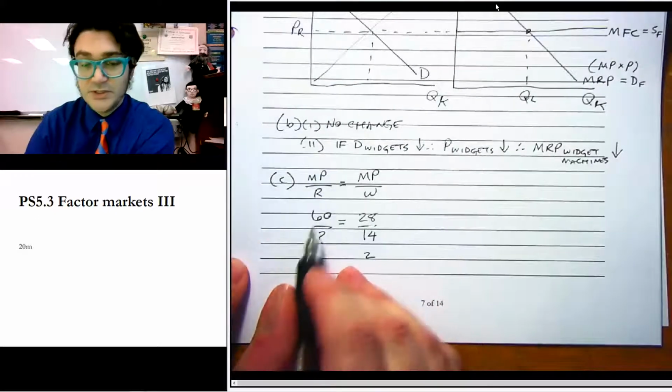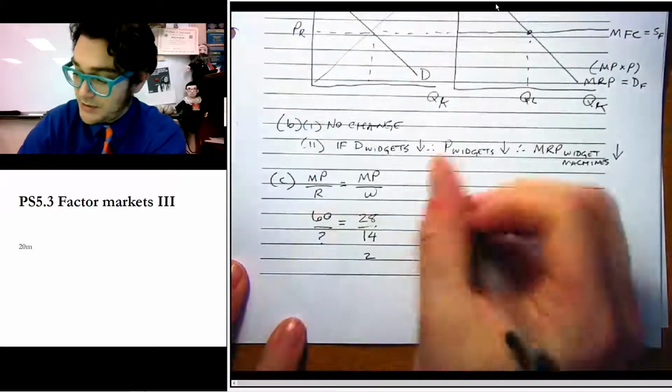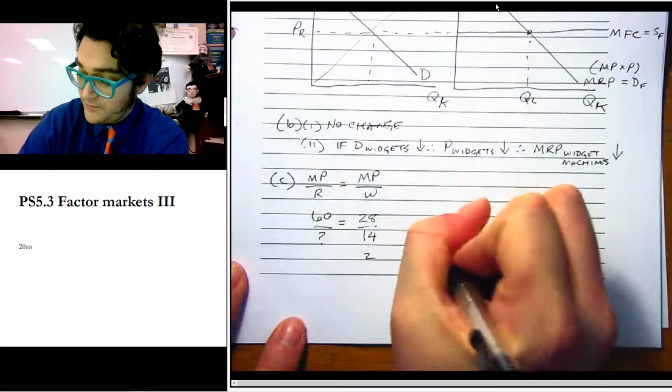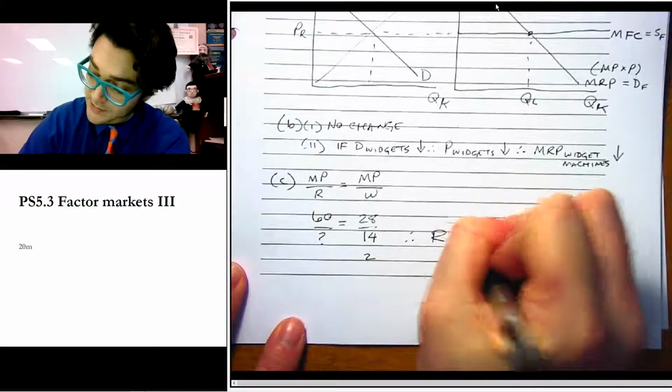So 28 over 14 is 2. So 60 over something is equal to 2. Therefore, we know the rental rate is 30.